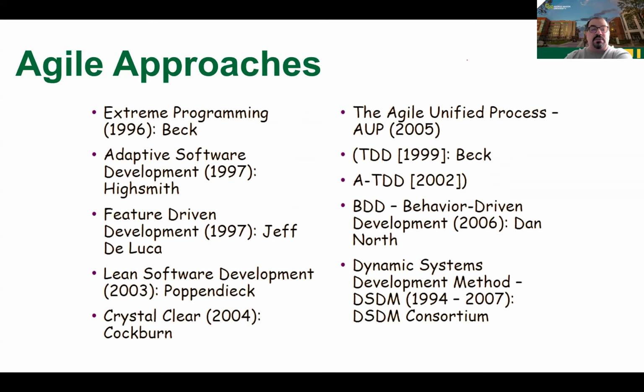Which approaches do you have in Agile? You have extreme programming, the first one. Nobody uses it today. It follows exactly the principles of Agile. You have feature-driven development. You have lean software development, Crystal Clear. The Agile unified process, I don't believe in this one. You have TDD, test-driven development, BDD, behavior-driven development. And you have Scrum. Scrum is one of them. It's not the only one of them.